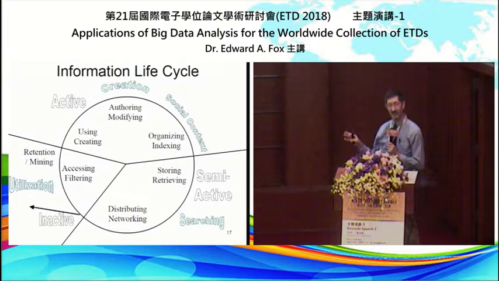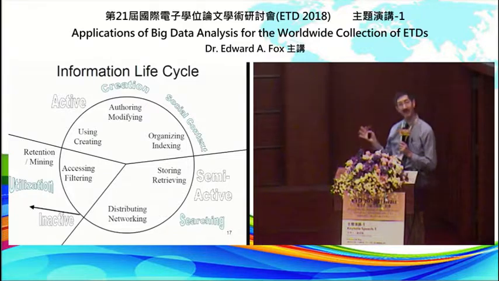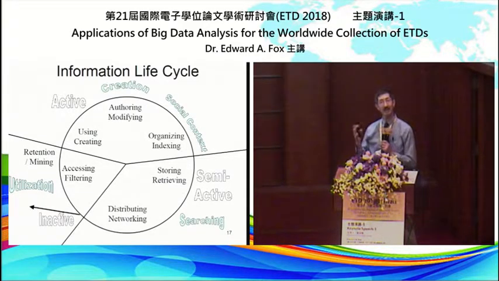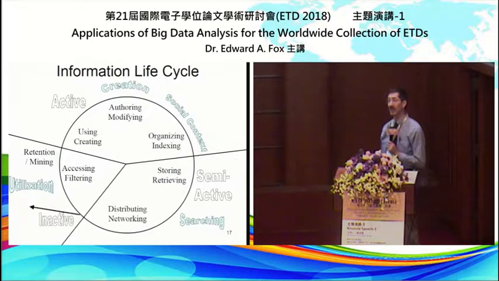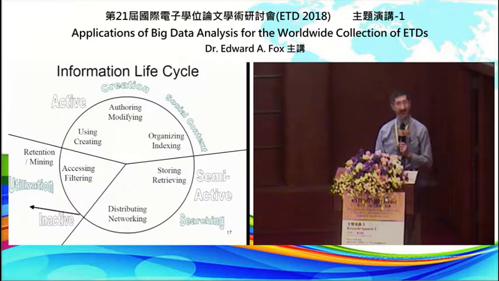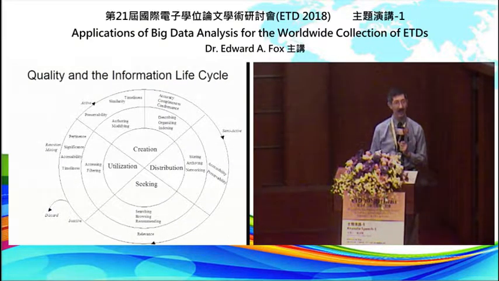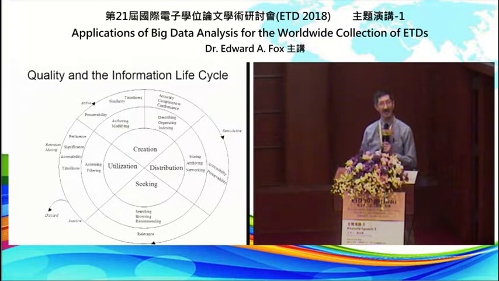It gets organized, it gets indexed, it's stored, it's made searchable, it's sent over networks, people find it, they use it, and then they build new research on the ones that they found for that. So what's really important is that our theses and dissertations be widely spread around the world so other people can benefit from them and make new contributions and knowledge can advance from this. So this is the information life cycle. Now, for that to work well, we have to do it in a good way. We have to have high quality.